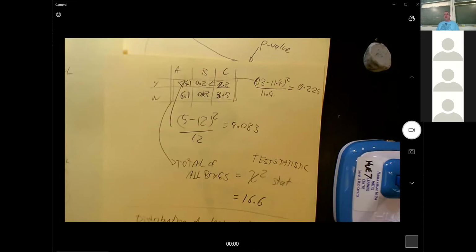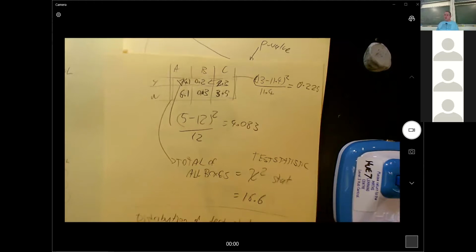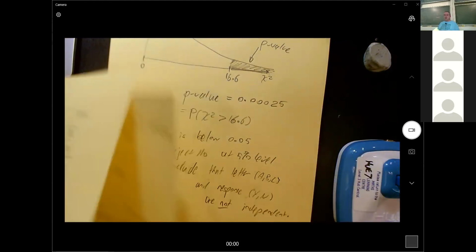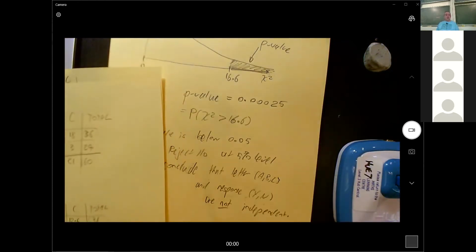How are people feeling? Do people have any specific questions about the pieces of the Chi-Squared test that I haven't mentioned or that I have mentioned?